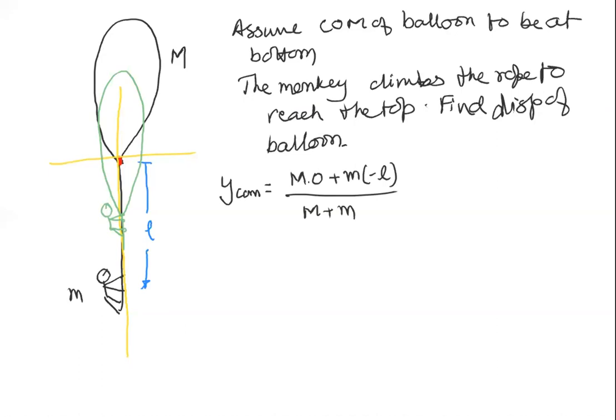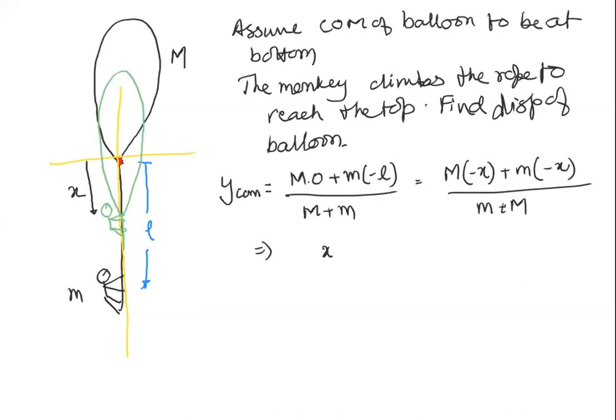And let's say that the balloon has moved down by a distance of x, so M into minus x plus m into minus x divided by M plus m. So x is equal to ML upon M plus L.